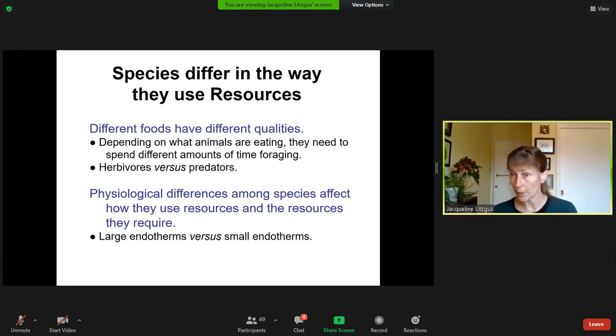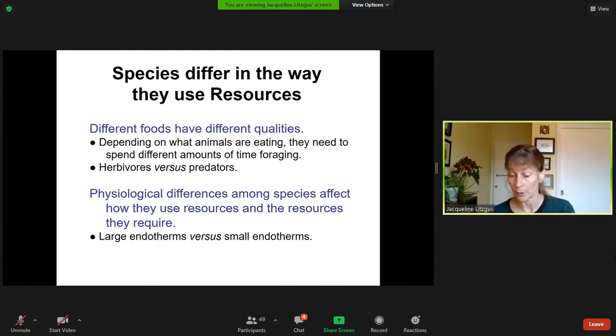And then there's also physiological differences among species that affect how they use their resources, right? And also it's going to affect what resources they require. So for example, if you think about endothermic species, those species that generate their own heat, for species that have large body size, they don't require as much energy per gram of body mass to thermoregulate because they have a lower surface area to volume ratio, right? They don't lose heat as much. So think back to the metabolism lecture that we talked about, tying lots of stuff together in today's lecture. So go back to that metabolism idea.